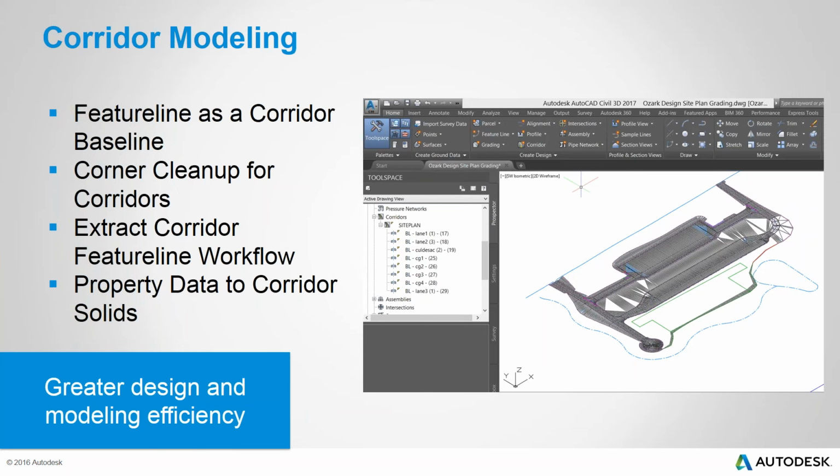Enhancements to the corridor solid extraction utility now enable the automatic association of property set data and the ability to have corridor solids remain dynamic to changes in the corridor. The result is that corridor solids can now include information such as material classification codes, volumes and more. This can then be used throughout the design workflow, including design review and construction management.